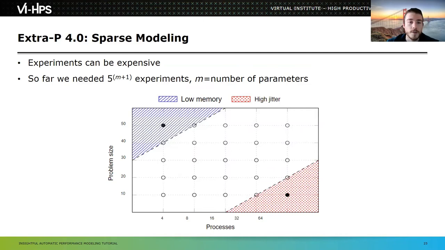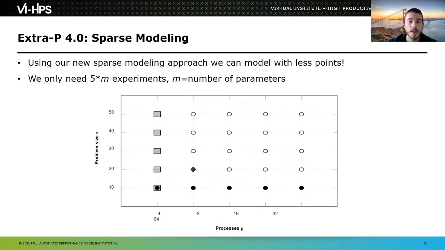So for that, we created this new sparse modeling approach. And what it does basically is we can simply model using fewer points. So instead, now we only need 5 measurement points per parameter. For example, for the number of processes, we need these black filled circles down here, just 5 of them. And then for the problem size, we use these gray filled squares, another 5 measurement points. And then of course, they can also overlap each other. So for 2 parameters, instead now we just need basically 9 measurement points instead of 25 before.